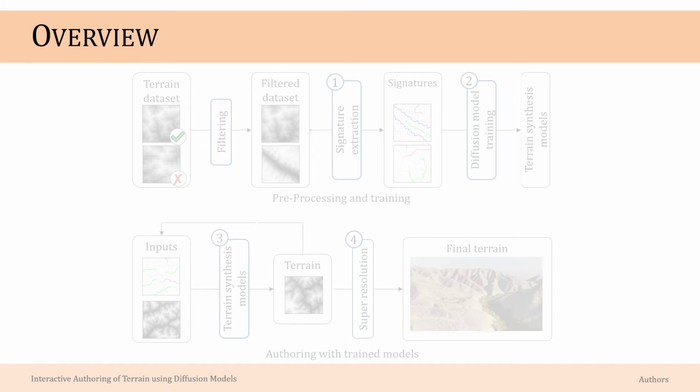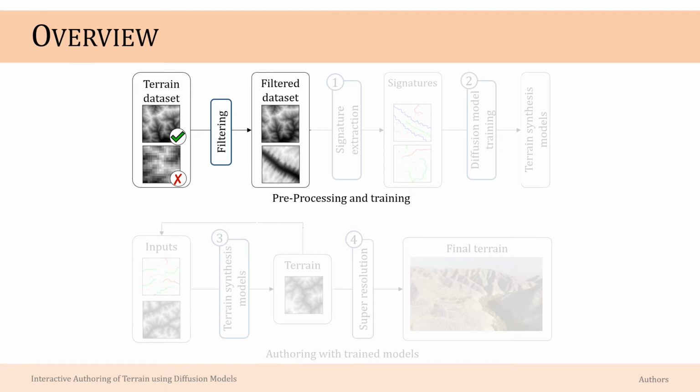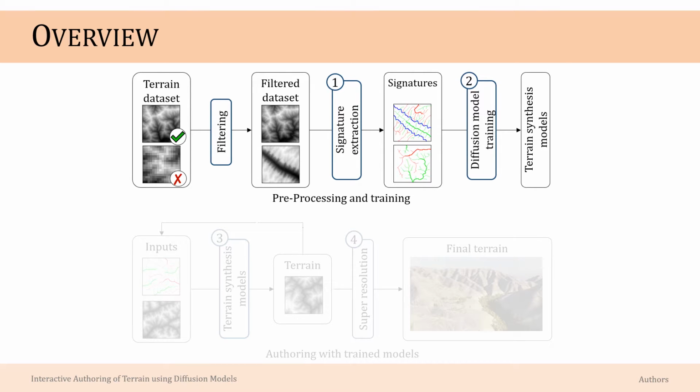At a high level, our framework can be divided into two sections. First, pre-processing and training. This begins with a comprehensive data collection and filtering process. Signatures consisting of a feature sketch and style vector are then derived for these terrains and used to train an ensemble of diffusion models.